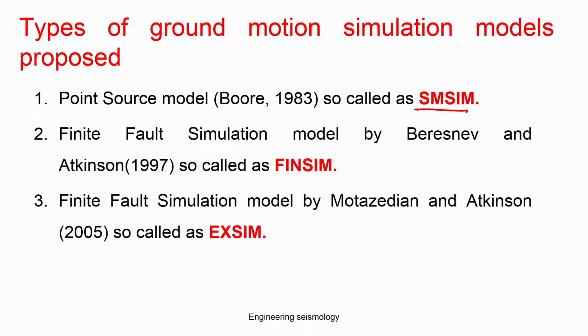The other one is a model further modified by Beresnev and Atkinson. They call it the finite fault model, which is called FINSIM. Okay, it was developed in 1997. The finite fault simulation model was again modified by Motazedian and Atkinson. That model is called EXSIM. So, these are the three different simulation models which are widely available in the world, and people use them to simulate ground motion data. We will discuss these models, their advantages and limitations, and what inputs are needed.